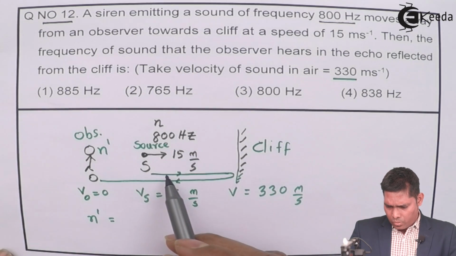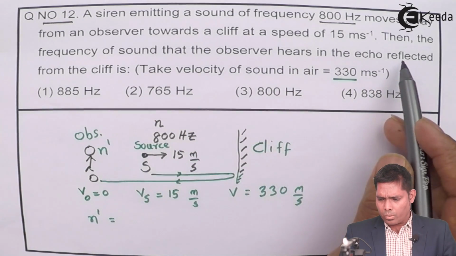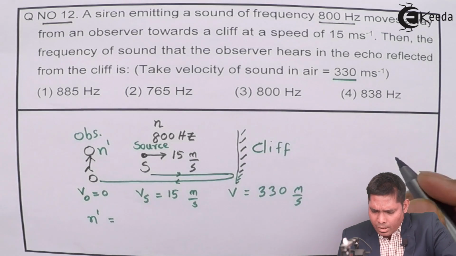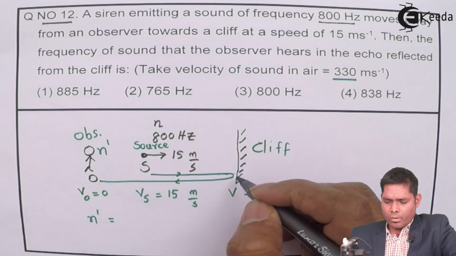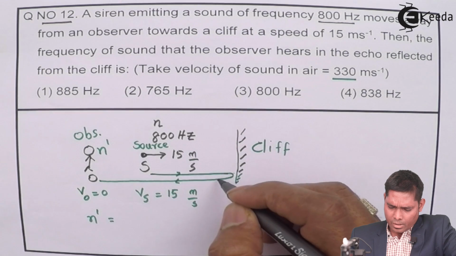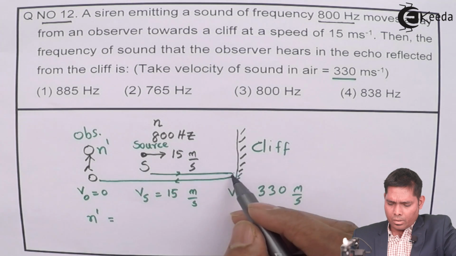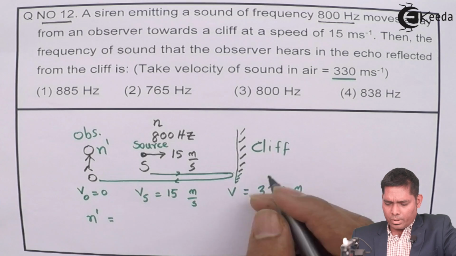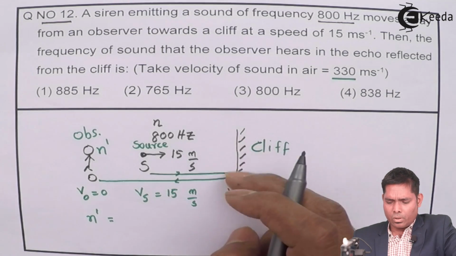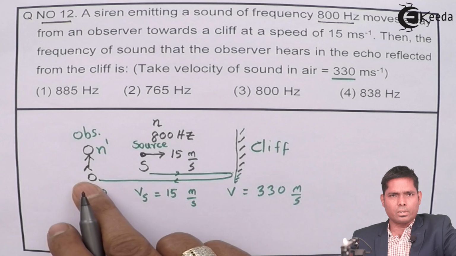So in this case, first of all, we have to find the frequency of sound that the observer hears in the echo reflected from the cliff. So we have to find what is the frequency received by this cliff. Whatever frequency that is reflected from here will be heard by the observer. So whatever frequency that is received here is the same frequency heard by the observer, because this wall is not moving, this cliff is not moving, the observer is not moving, so whatever is being received here, that is also reflected and that is heard.